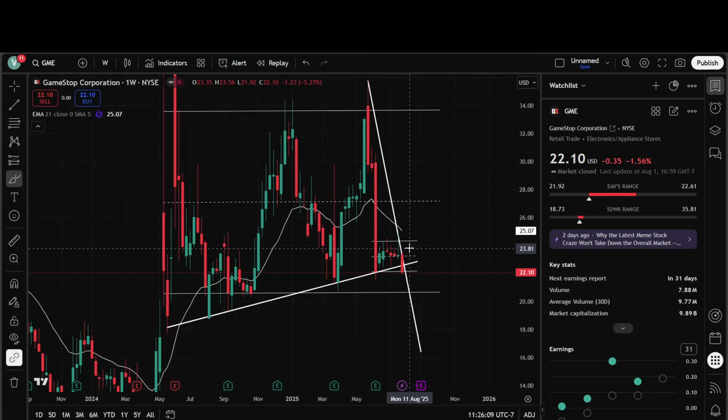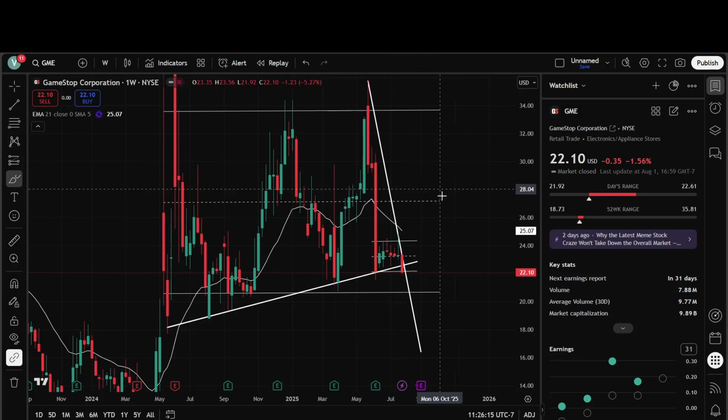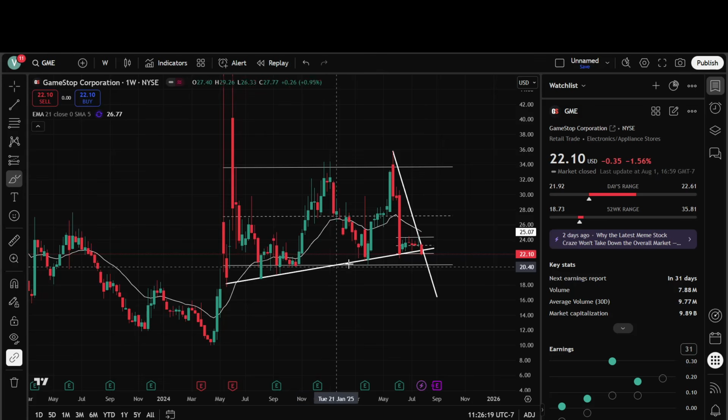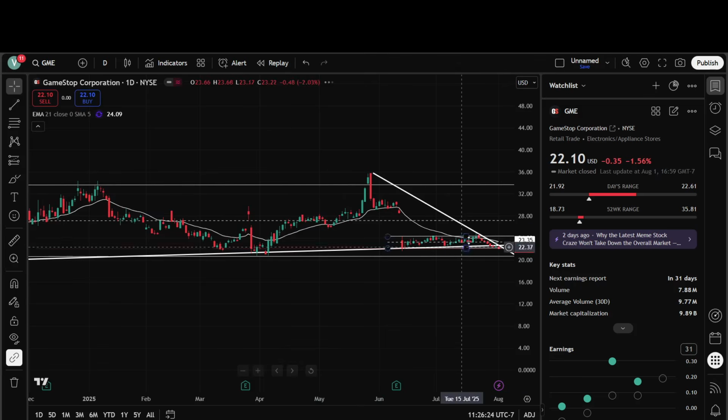But typically, with the trend how it is and with a little bit more room to the downside, we'll probably see another drop down lower and then probably a reversal from there. But yeah, that's what the weekly chart is telling me. And we'll see if we get that bounce or not. That's all I have for GME on the daily and weekly charts.